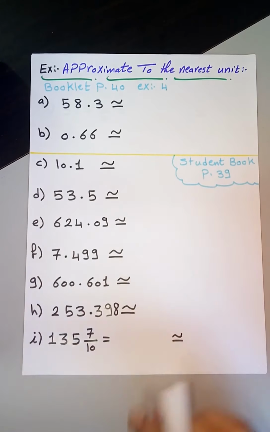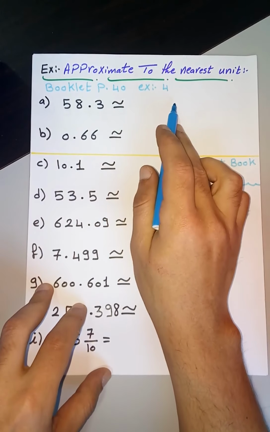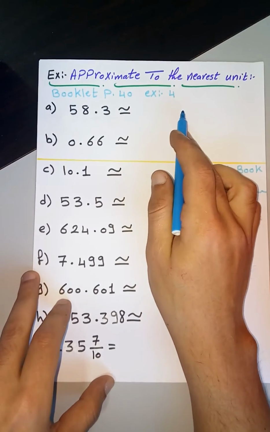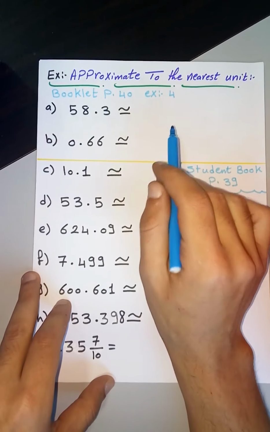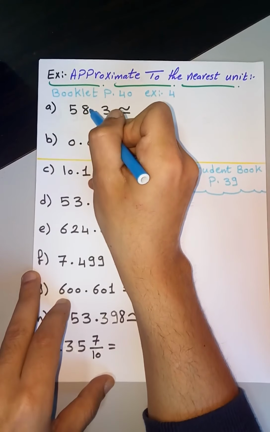So let's take our main topic today, which is approximate to the nearest unit or approximate to the nearest whole. The first example is in booklet page 40. This is exercise number 4. As we know from the last video, if you want to approximate to a certain place or a certain digit, we just circle this certain digit.